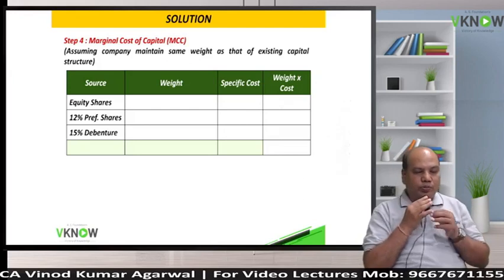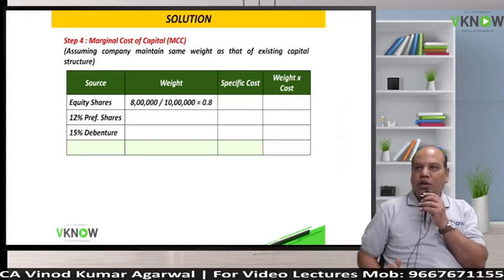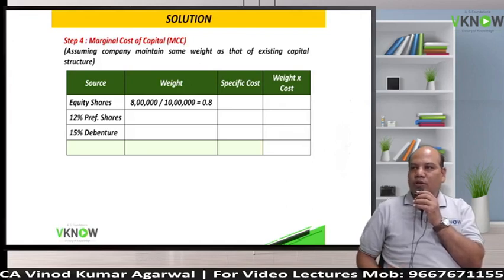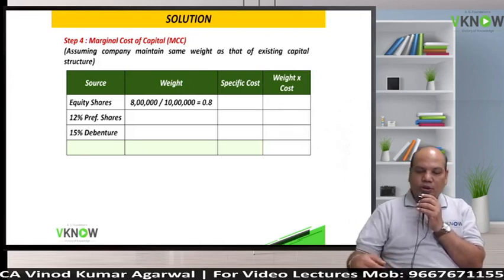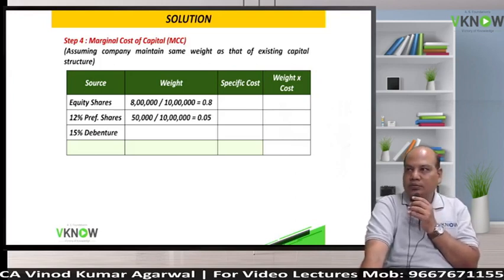Weight, how do you compute weight? Go to the question. You will see equity share is 8 lakh and total is 10 lakh. So we will assume the weight of new capital is going to be the same. So 0.8. So this is a question on marginal cost of capital. Next one, 50,000 divided by 10 lakh.